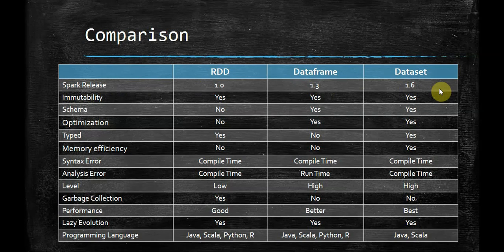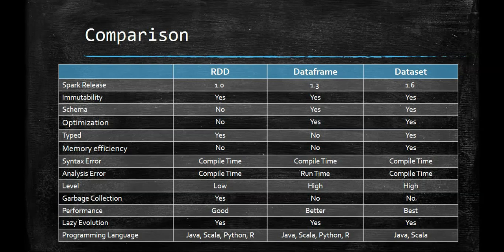Okay, and the next point is immutability. So when it comes to immutability, all three are immutable. That means once it is created, it cannot be changed, but we can always create a new structure out of it. So in the case of RDD, once you create an RDD, you cannot change it. When you want to change it, you'll have to create a new RDD out of it. So that goes for the DataFrame as well as the Dataset.